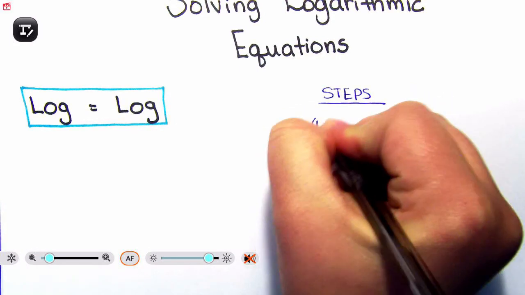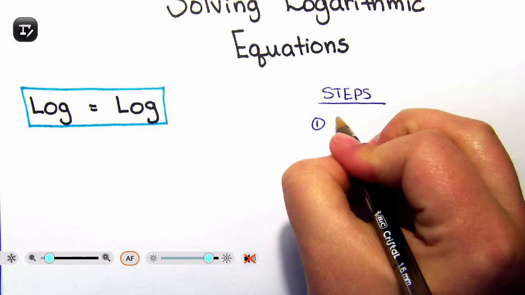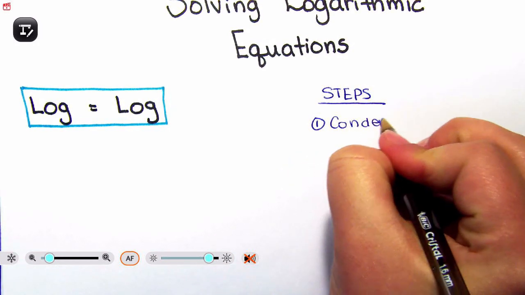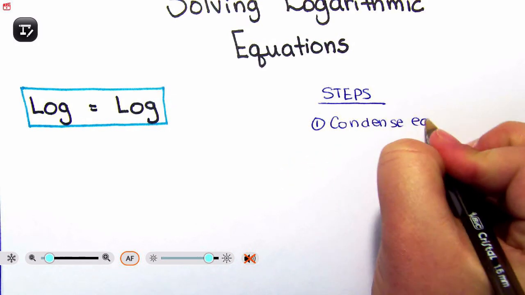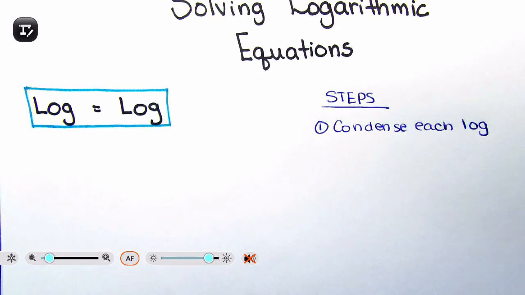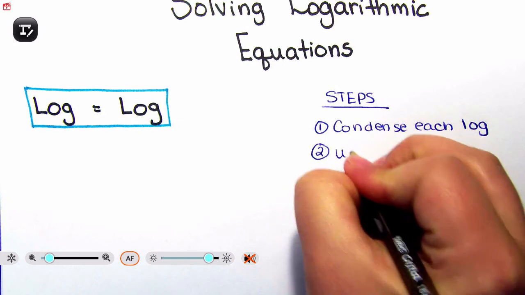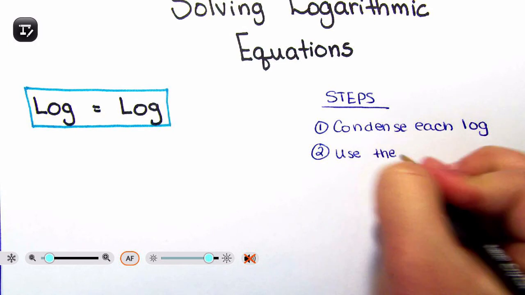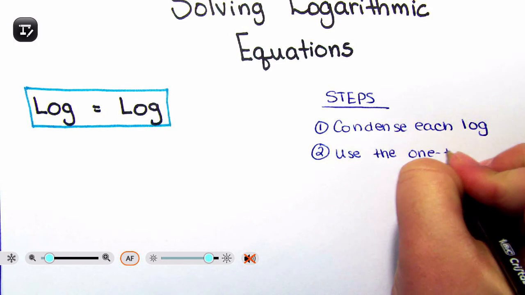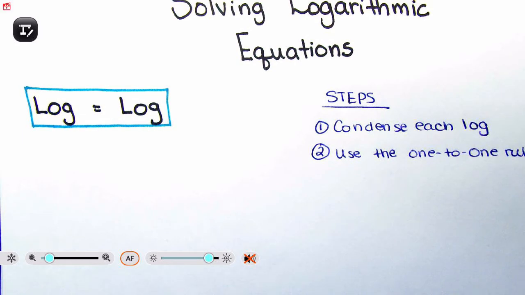Step number 1, always, is to condense each logarithm. Put everything together. You are then going to use the one-to-one rule. Now, what is the one-to-one rule? Let's do a little mini side thinking bubble.